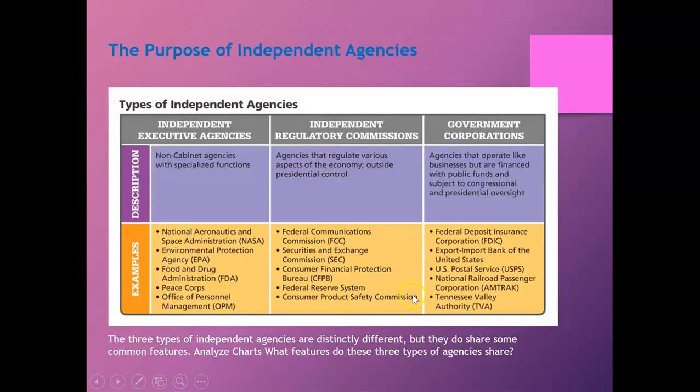Federal Reserve System, which is where we get the FDIC, the Federal Deposit Insurance Corporation. Then you have government corporations. They have businesses, but they're financed through public funds. They also have congressional and presidential oversight. And there's some examples there. I said FDIC, and I guess it's in the other category because it is a corporation. I didn't think about that. U.S. Postal Service, Amtrak, the TVA. Some of those are the ones we would know.